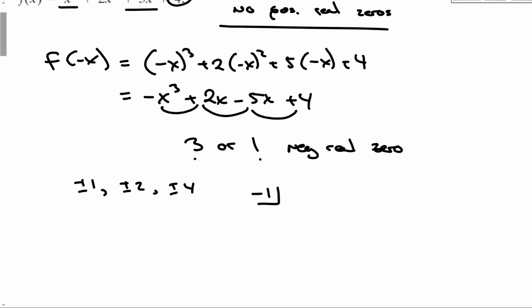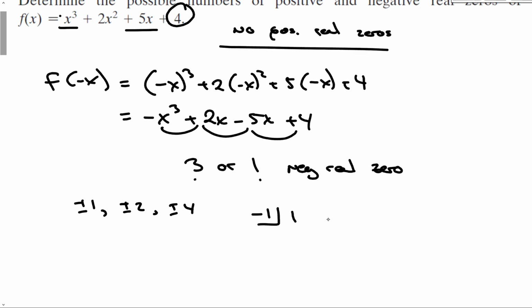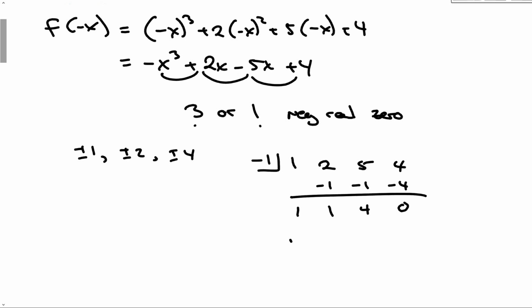Okay, let me see my function again. And that would be 1, 2, 5, 4. Bring down the 1. Multiply, add, multiply, add, multiply, and look, I get that to work very nicely, which gives me a resultant equation, x squared plus x plus 4, which does not factor, so I would have to use the quadratic formula. Okay, but I have one negative real root.